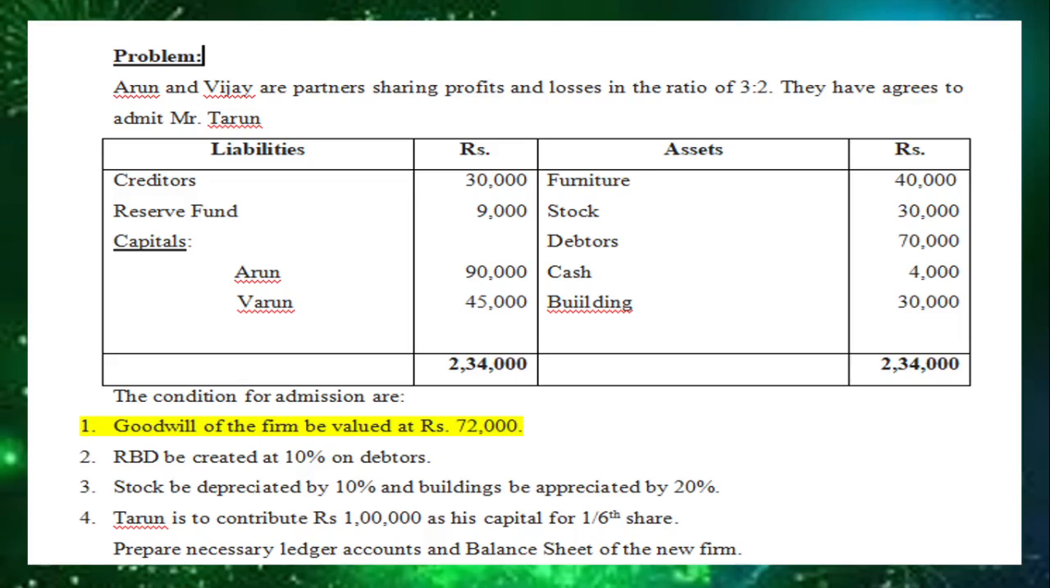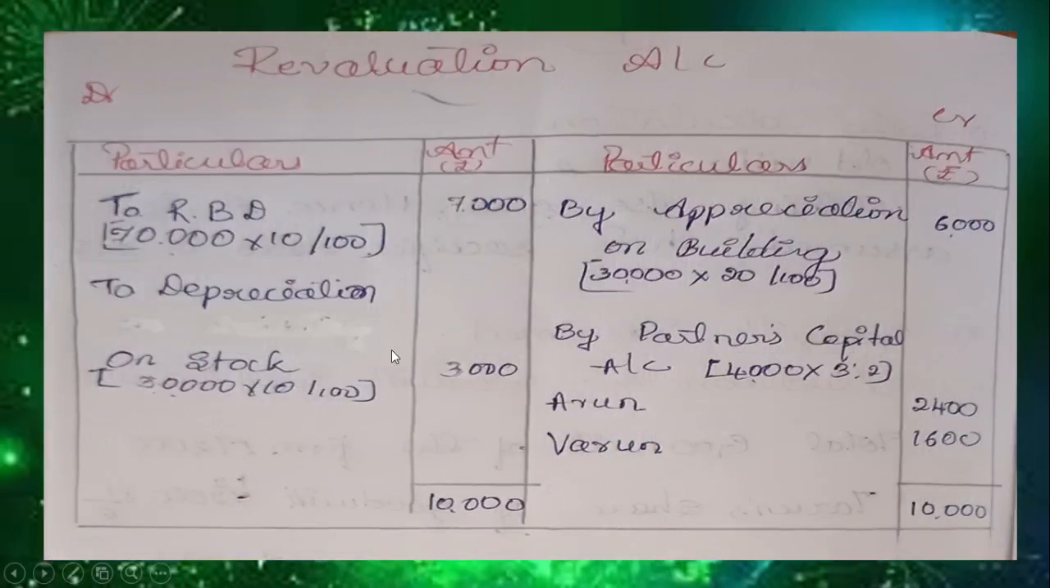For capital brought in, we know that the journal entry is bank account debit, because cash comes in, to Tarun's capital account because Tarun has given it. Debit the receiver, credit the giver. Tarun is a giver here, so to Tarun's capital account. Let's start with the solution.